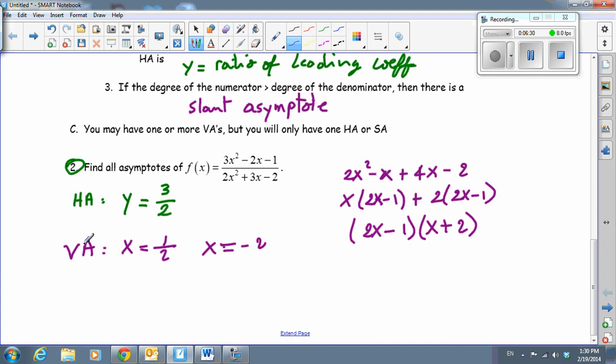So we have a horizontal asymptote, and we have a vertical asymptote. Now here's one thing. If you have a horizontal asymptote, it means that you have no slant. If you have a slant, it means you have no horizontal asymptote. It's either slant or horizontal.